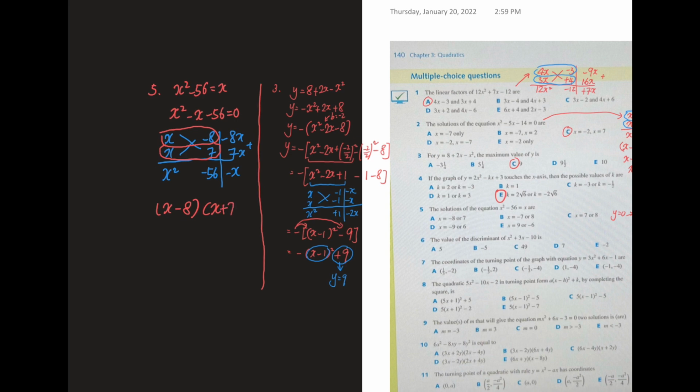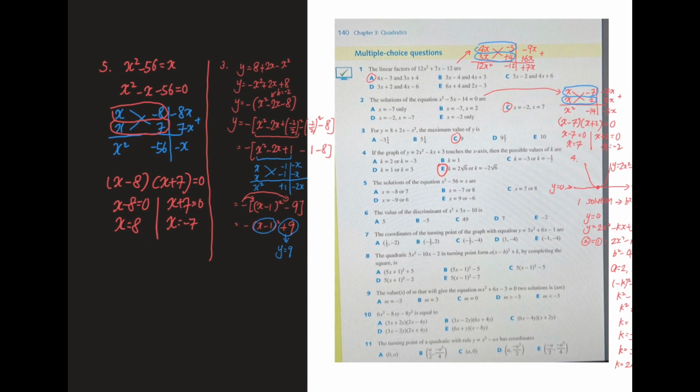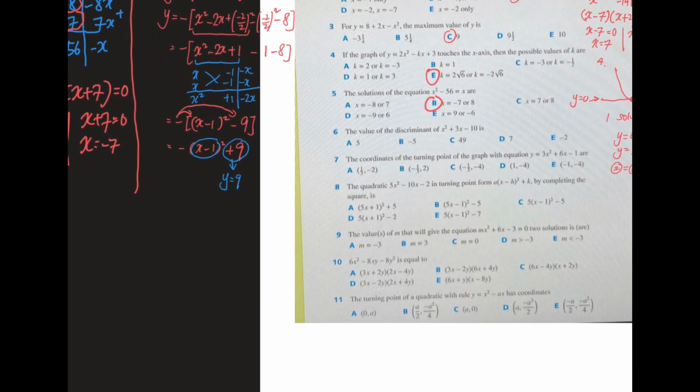Okay, then I put x minus 8, x plus 7 equal to 0. x minus 8 equal to 0, x plus 7 equal to 0. So x equal to 8, x equal to negative 7. So these two are the solutions. And now we look at the choices. So we have 8 and minus 7. So which is B? 8 and minus 7.